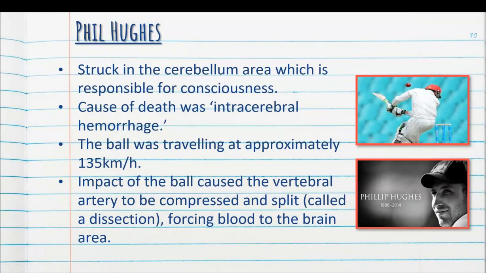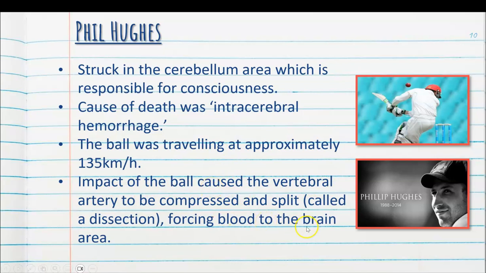So he was unfortunately killed in 2014 by a ball to the cerebellum part of his head and neck. So he was struck in the cerebellum area by a ball, which is responsible for consciousness. So the official cause of death was intracerebral hemorrhage. The ball itself was traveling at about 135 kilometers an hour, and the impact of the ball caused the vertebral artery to be compressed and split. So when an artery is split, this is called a dissection.